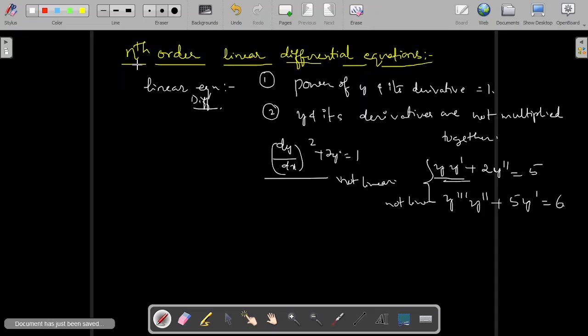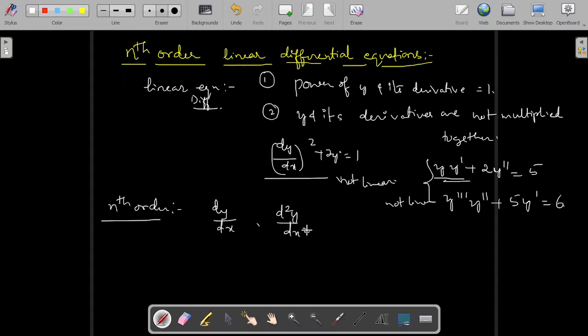Now here we are dealing with nth order linear differential equation. Nth order means the highest order derivative occurring in the differential equation is nth order. First order means there is only the dy/dx term. Second order differential equation means the highest order derivative occurring in the differential equation is d square y by dx square. Third order, fourth order, like that.